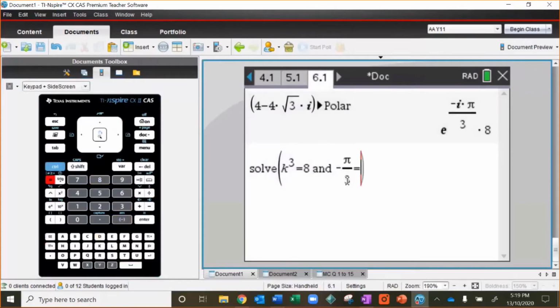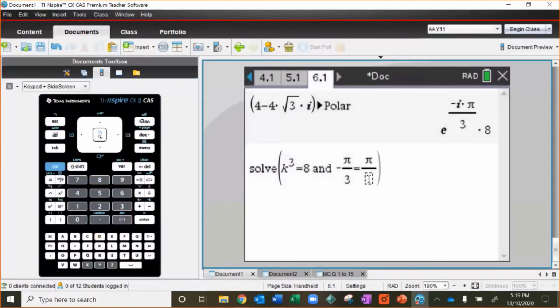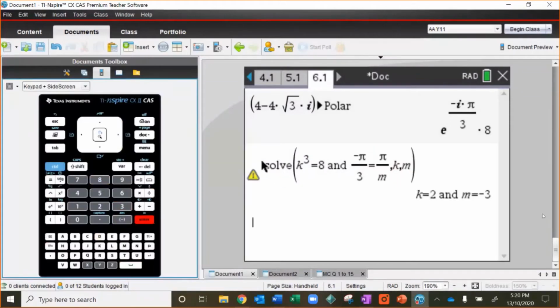And that is equal to pi on m. So we go pi on m. And we are solving for k and for m. So we get the answers. k is 2 and m is negative 3. So question 6 gives us the answer C.